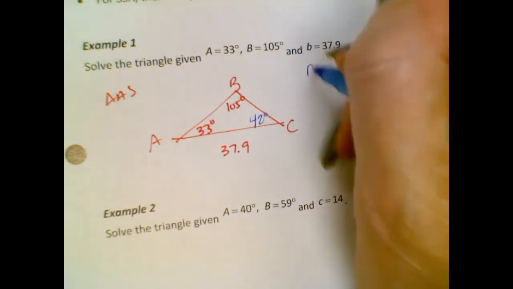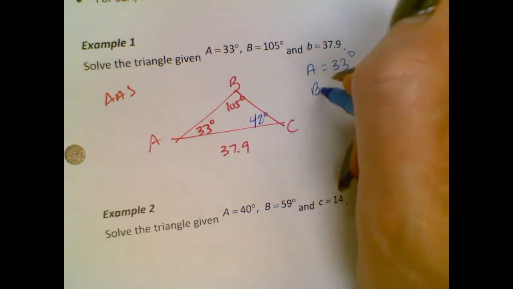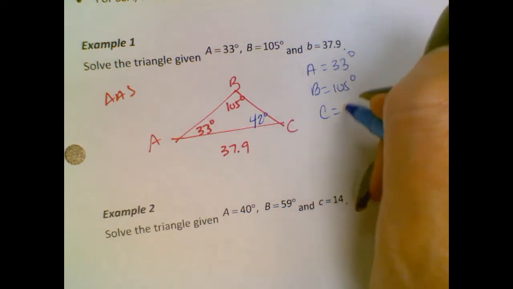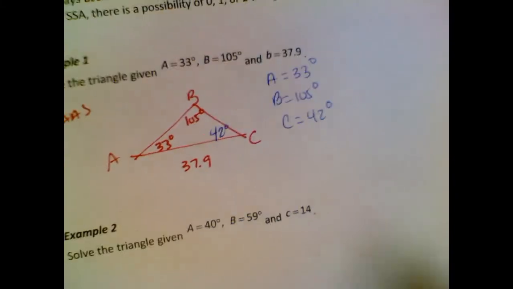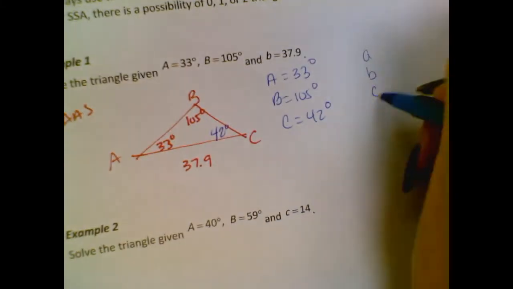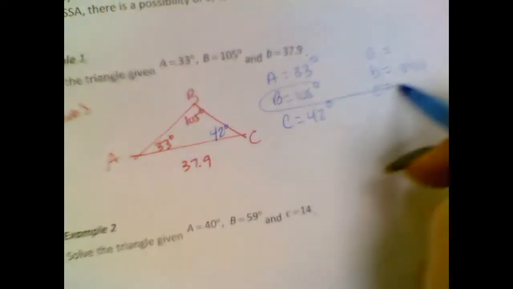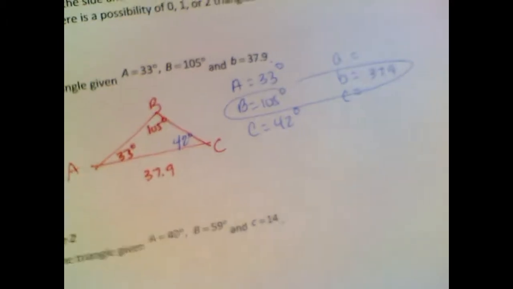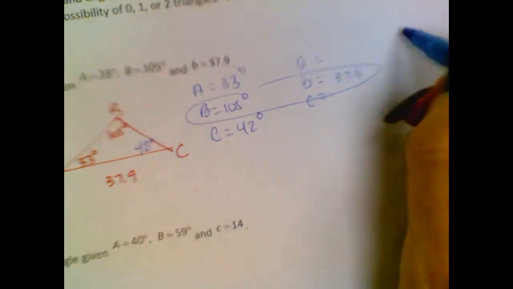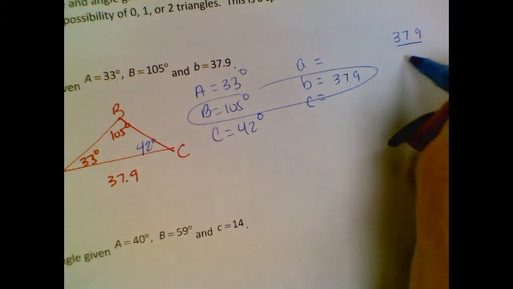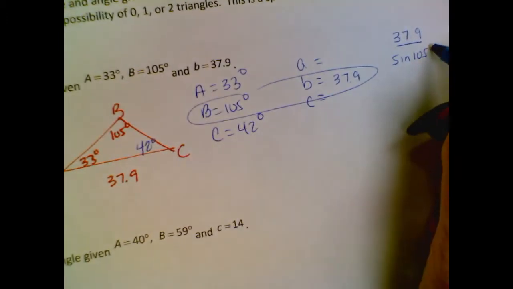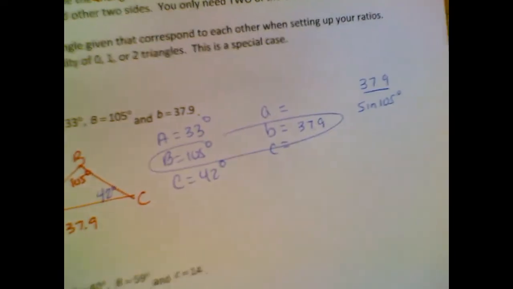All right, so right now we know that angle A is 33, angle B is 105, and angle C, which we just found on the calculator, is 42. Let's write A, B, C, and then you were given side b, which is 37.9. The one ratio I'm using for sure is the b ratio, because I know both parts of it. So you would go side b over sine of angle B. Now we're going to set this equal to either A or C.